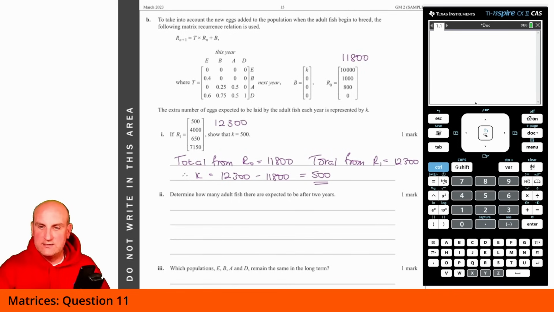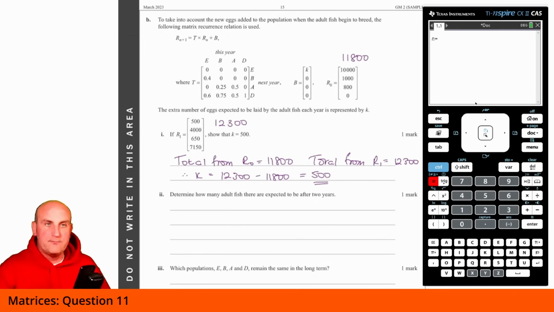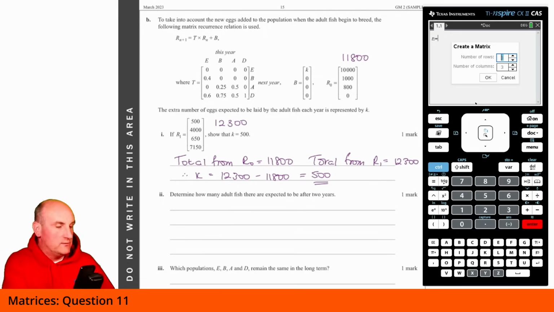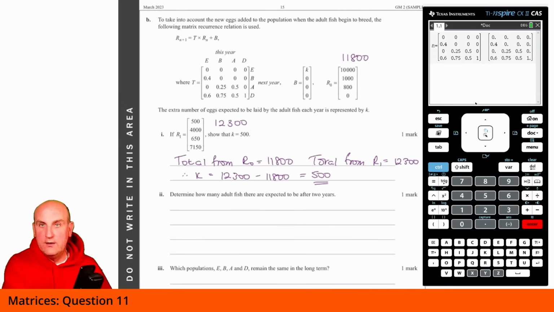So what I'm going to do is put T into my financial solver. T becomes equal to, just a quicker way of doing this, what I want, a 4x4. Sorry about the banging. Hit the wrong button, hit the screen and not the calculator. So there we go, 4 tab 4. And what values are drawn in there? 0, 0, 0, 0, 0, 0.4, 0.25, 0.50, 0, 0.6, 0, 0.75, 0, 0.5, and 1. There we go, that's my T.